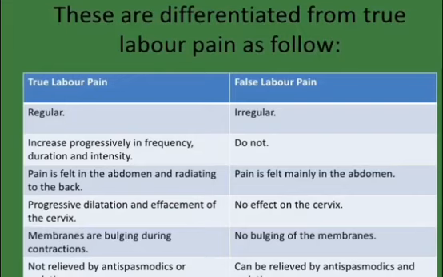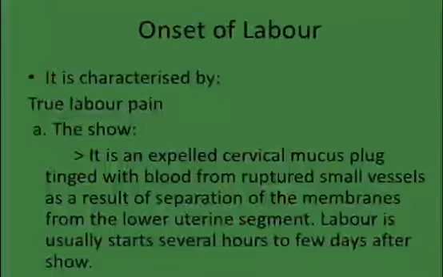In true labor the membranes are bulging during the contraction. In false labor there is no bulging of the membrane. True labor pains are not relieved by antispasmodics or sedatives. False labor pain can be relieved by antispasmodics and sedatives. Onset of labor. It is characterized by true labor pain.